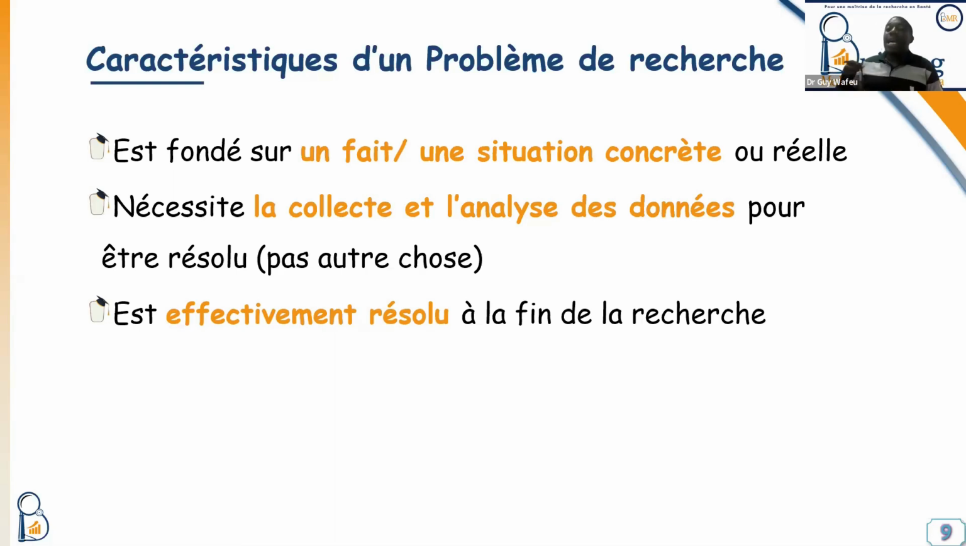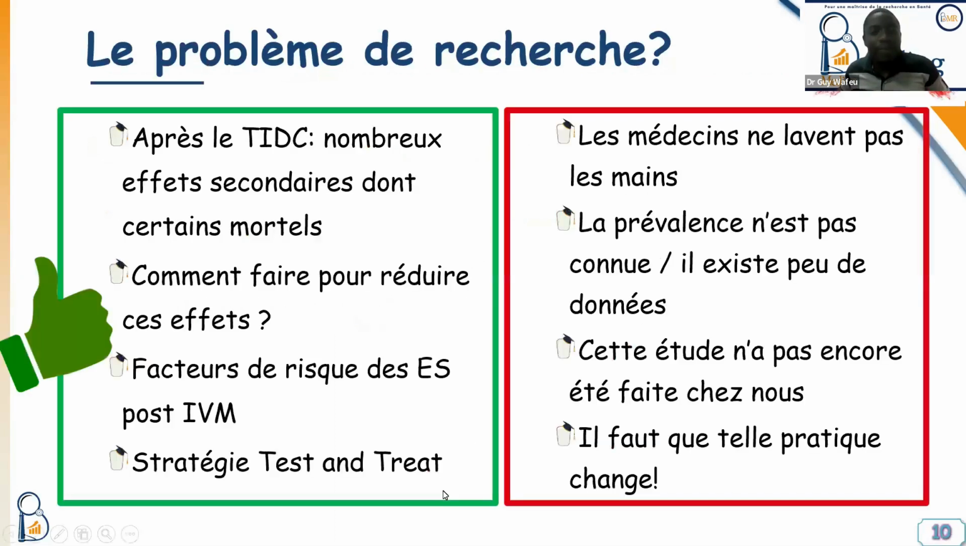And thirdly, after the research, the problem must actually be solved. So research must be able to solve that problem you identify as a research problem. So anytime you say, this is my research problem, make sure that you have these three elements which come in the definition of research problem that you have. Let us have some few examples.